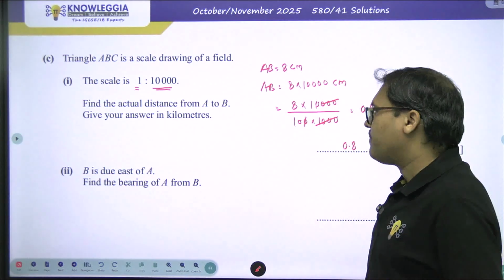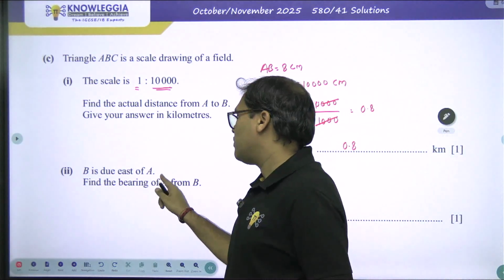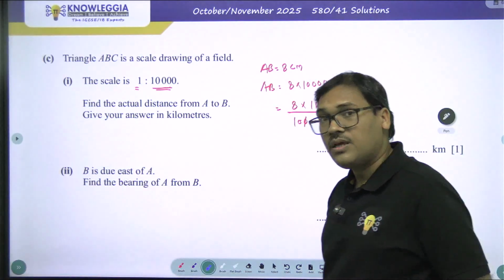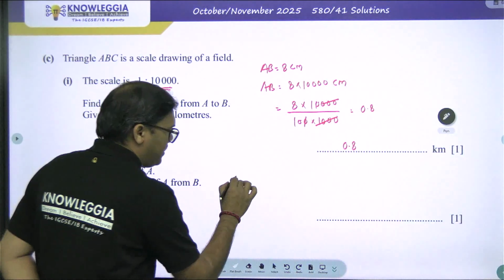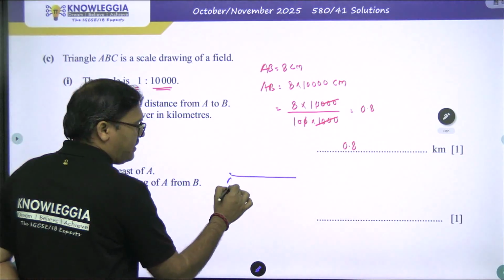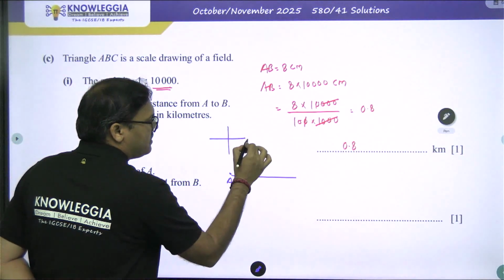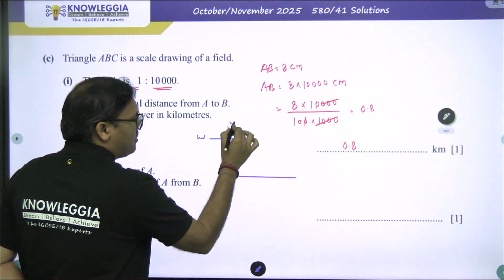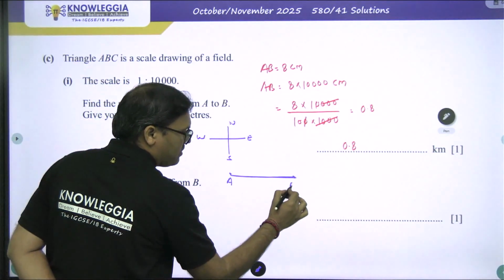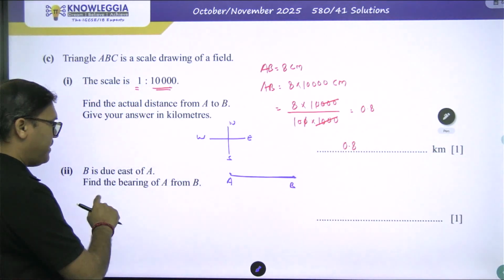B is due east of A. Find the bearing of A from B. So now a bearing question. So this is C. B is due east of A. So let's say this is A, and we know this is east, west, north, south. So they are saying B is due east of A. So what is the bearing of A?